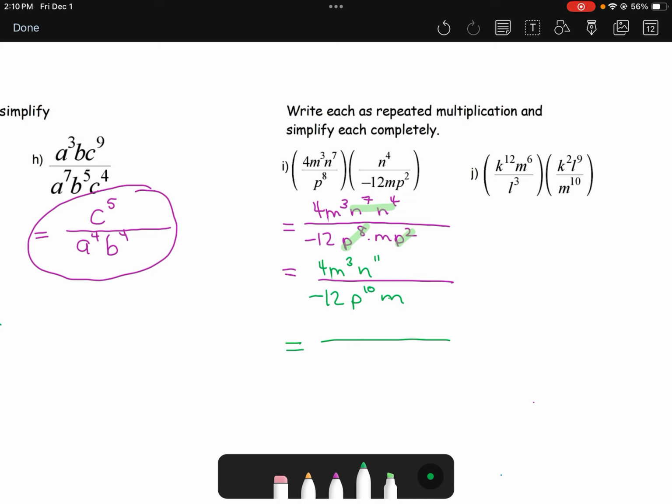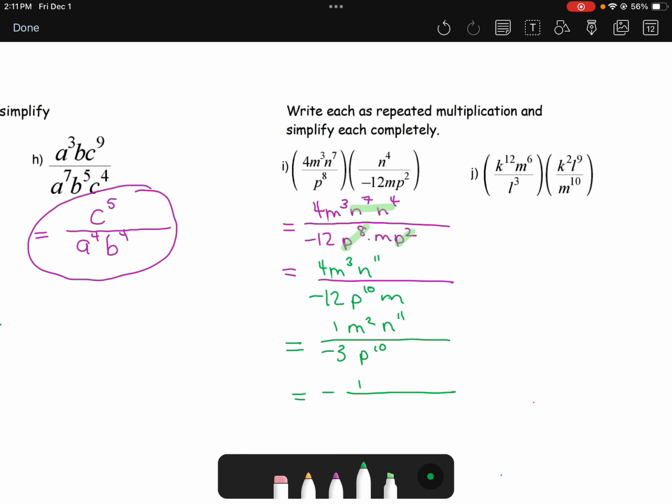Okay, so 4 over negative 12. So that's 1 over negative 3. m cubed over m, so it's top heavy, so 3 minus 1 is 2. And then we have n to the 11th and p to the 10th on the bottom. Okay, there's nothing else we can simplify. And just so you know, another way to write this would be negative, because a lot of times you have a positive divided by negative, so that is a negative.